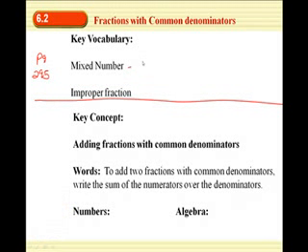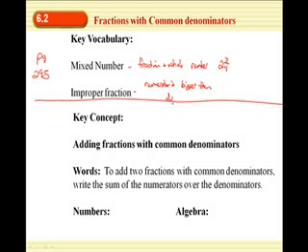Mixed number, again, is a number that has a fraction and a whole number. It's bigger than 1. Something like 2 3/4 is called a mixed number. An improper fraction is where the numerator is bigger than the denominator. And it would look something like this, 9/7. That is bigger than the denominator, and that one is bigger than 1 too, an improper fraction.